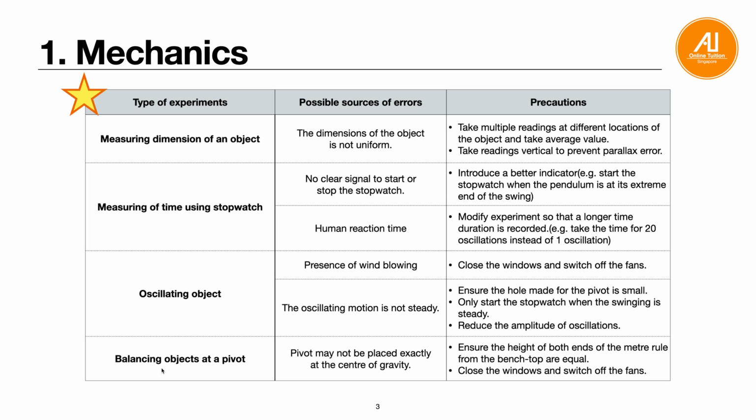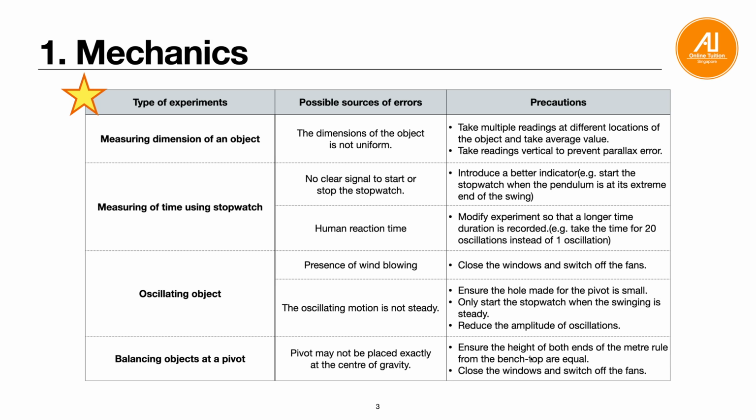Then next one, when you try to balance an object at a pivot. This one usually is for a moment experiment. So what's the error? Pivot may not be placed exactly at the CG, center of gravity. So how do you ensure this error is being eliminated? The precaution: ensure the height of both ends of the meter rule from the bench top are equal.